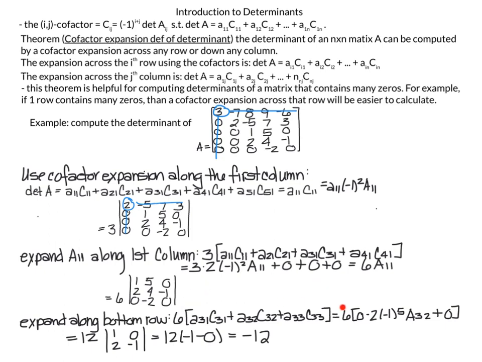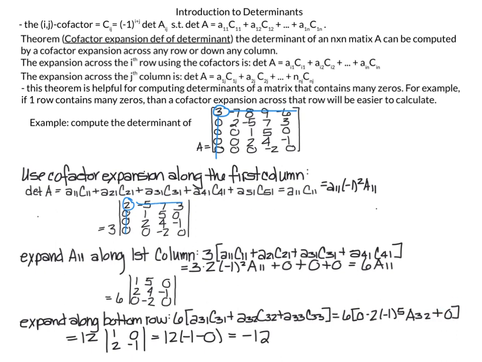So again, carrying over my 6, my A31 is equal to 0, my A32 is equal to negative 2, and now I need my negative 1, and in this case it's raised to the 3 plus 2 power, which is 5, and then my A32. Here my A33 is equal to 0, so I carried that over.